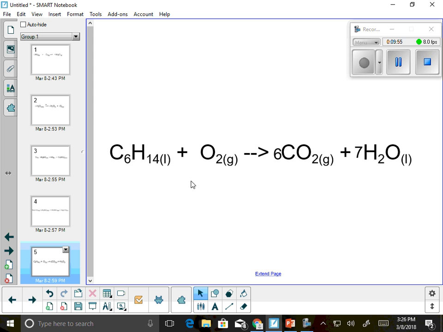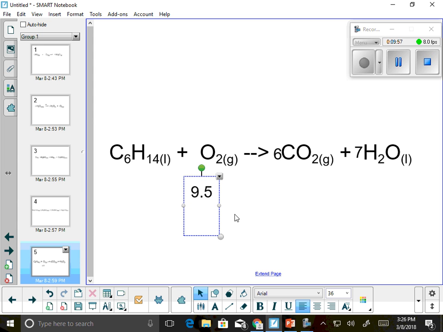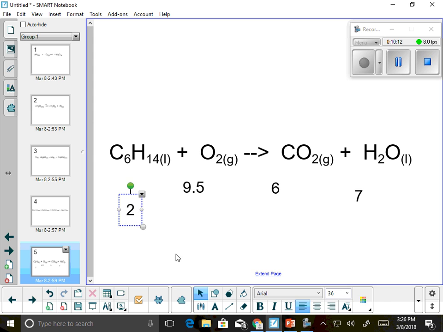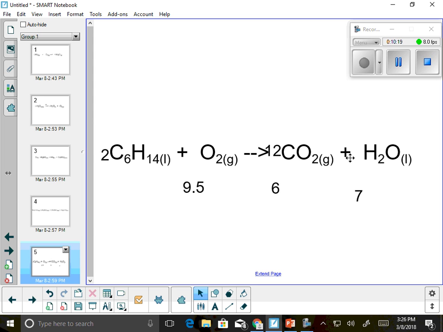We are not allowed to use decimal values for coefficients. So what we have to do is actually get rid of all these coefficients and double the entire thing. If I put a 2 in front of here, I can then put a 12 in front of my carbon dioxide, 14 in front of my water, and a 19 in front of my oxygen.